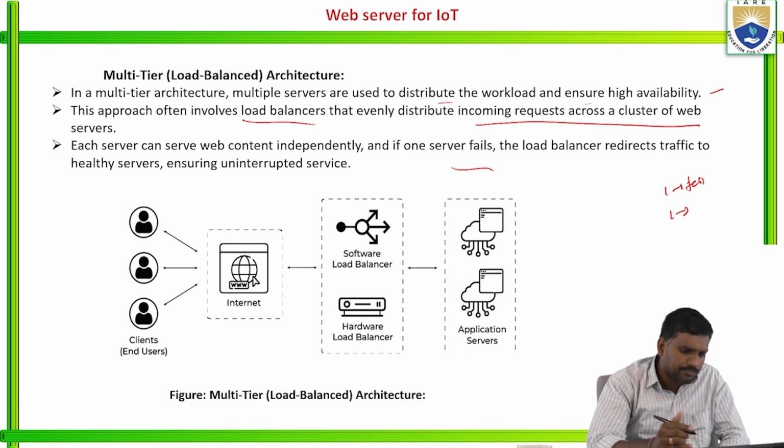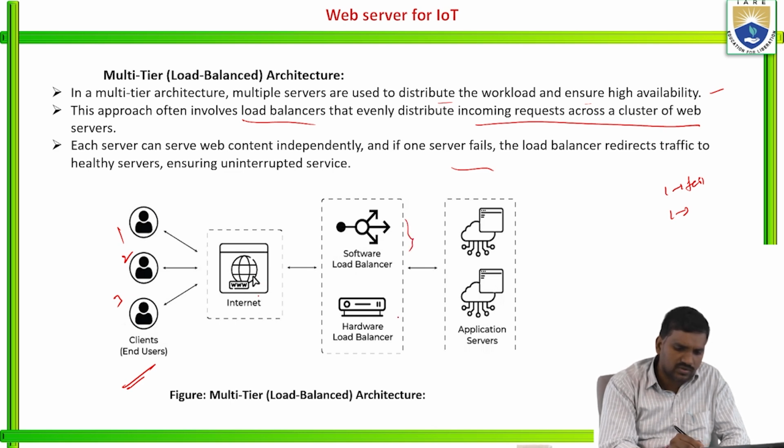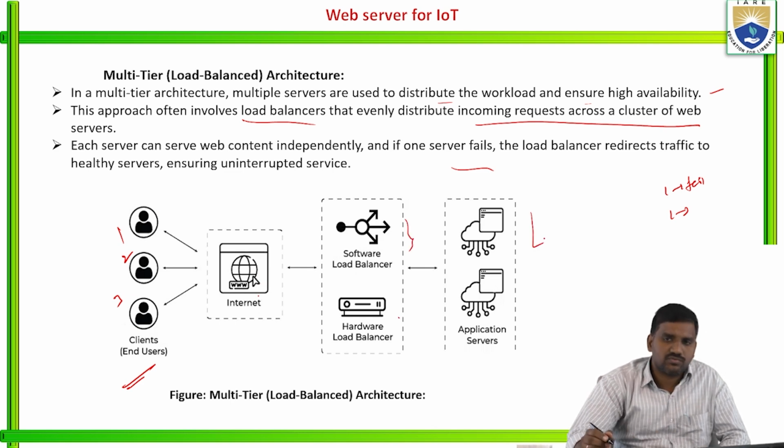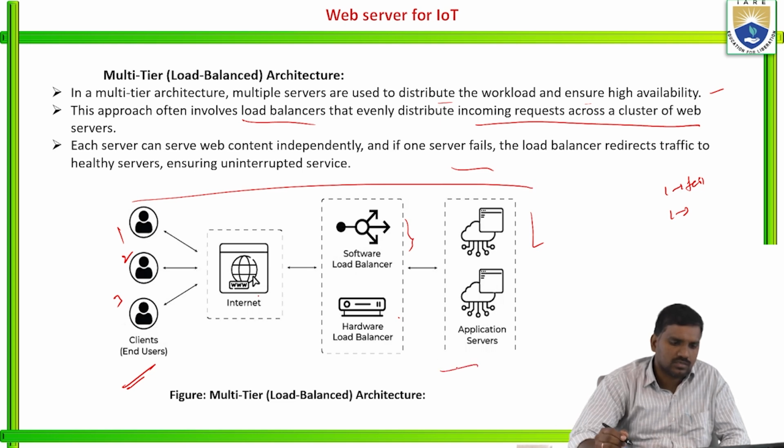So this is the diagram. Over the internet, 1, 2, 3 are the end users or clients. This is the load balancer, software or hardware balancer. This is the application server, which decides which application goes to which server. This is the entire block diagram of multi-tier architecture, the second type.